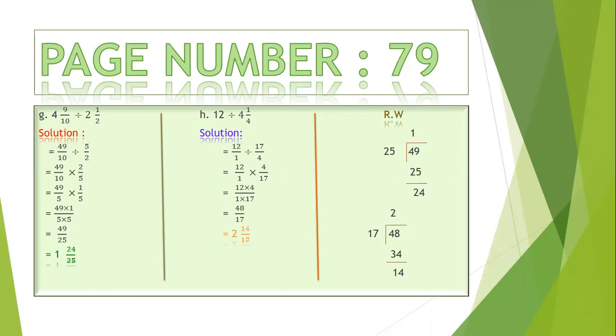12 over 1 multiplied, when we change the multiplication sign, 17 over 4 will be 4 over 17, and we get 48 over 17. At the end, after division, we get the answer 2 whole number 14 over 17. We have finished question 1 here.